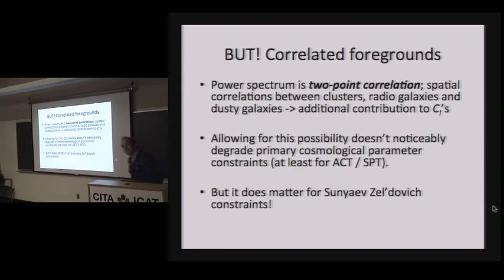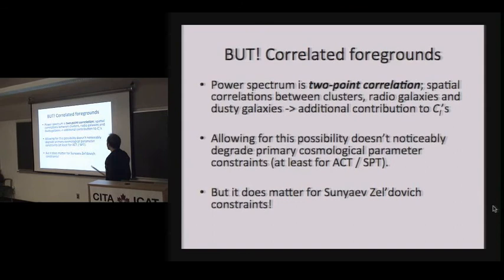So in the remaining five minutes, let me quickly talk about a more recent problem that's not yet solved. Remember I said the power spectrum is a two-point correlation, and I talked about these different foreground components as if they were independent. But in fact, there's a spatial correlation between, for instance, the clusters that give us the Sunyaev-Zeldovich effect and these dusty galaxies. There's going to be some extra contribution to the power spectrum over the sum of those two individual terms. So this is what I've been spending time worrying about recently.